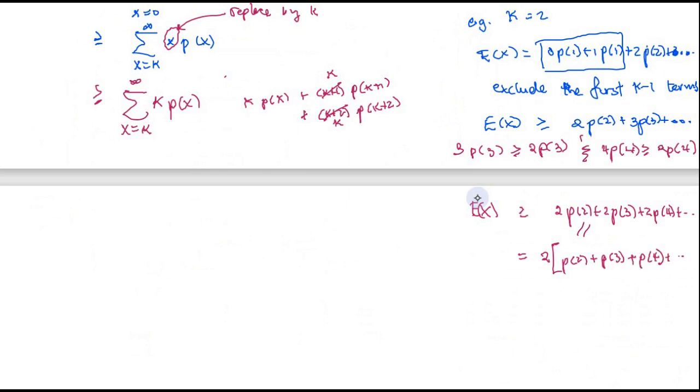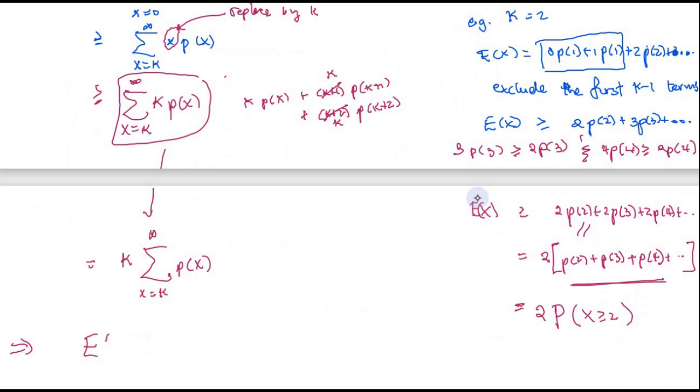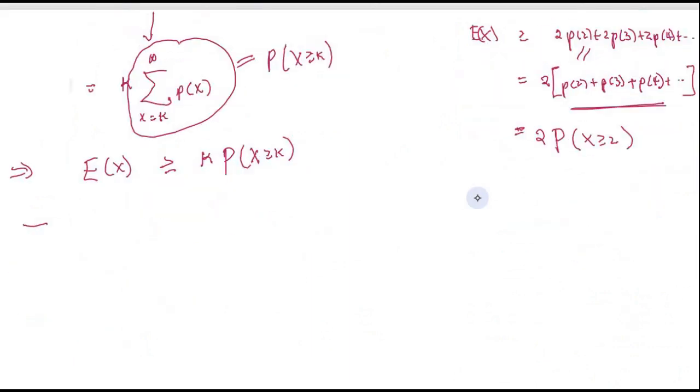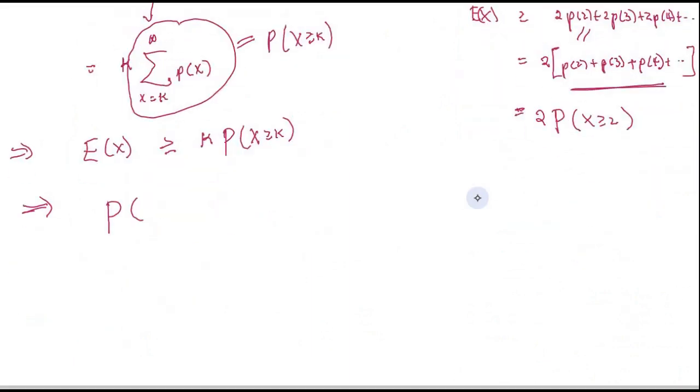And now, if I go back to this discrete case again, if I was just summing the probabilities of x greater than or equal to 2, then what I have here is 2 times the probability that x is greater than or equal to 2. If I apply the same logic here, then I have this summation times k is equal to k times the probability that x is greater than or equal to k. Expected value of x is greater than or equal to k times the probability that x takes values of k or more. If I rewrite this, I get what I have up here as Markov's inequality.